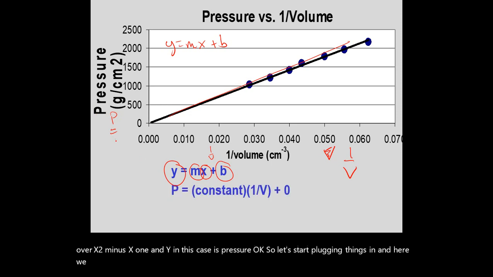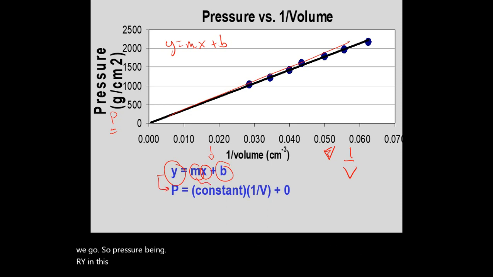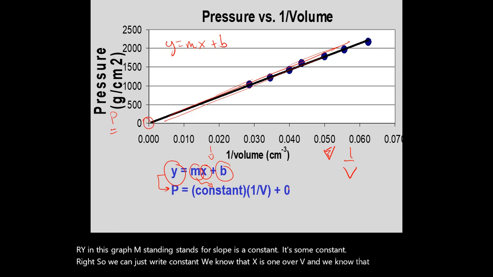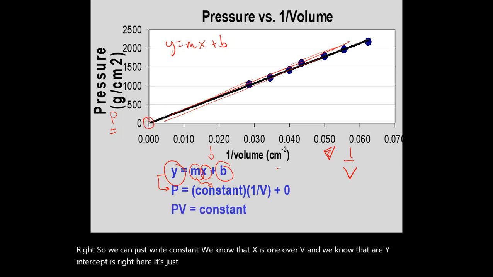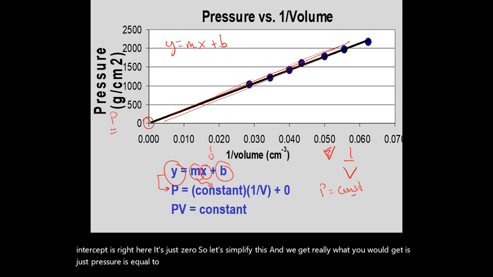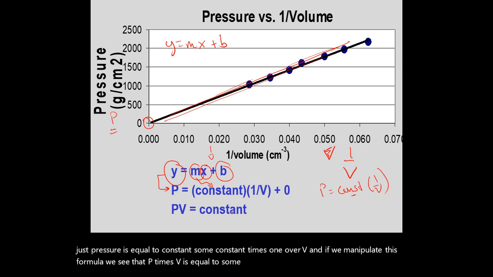Okay, so let's start plugging things in, and here we go. Pressure is our y in this graph, and m, the slope, is a constant. It's some constant, so we can just write constant. We know that x is 1 over V, and we know that our y-intercept is right here. It's just 0. So let's simplify this, and what you get is pressure is equal to some constant times 1 over V. And if we manipulate this formula, we see that P times V is equal to some constant.